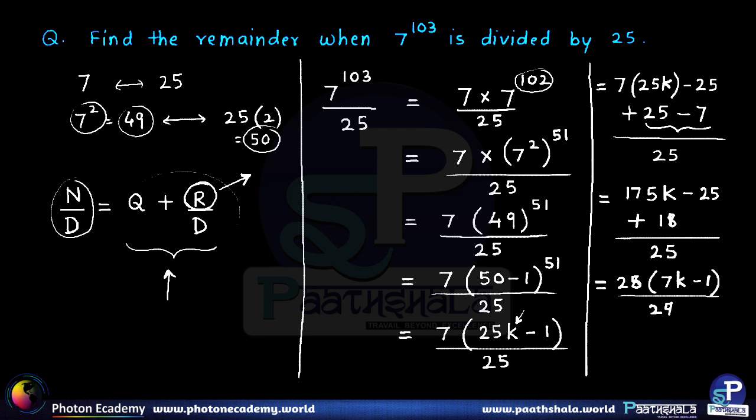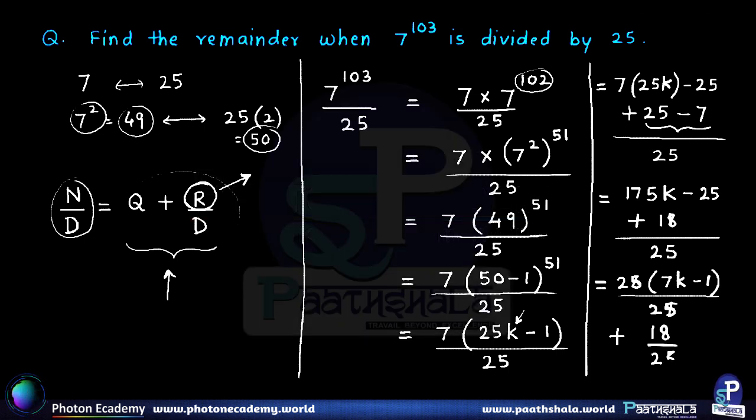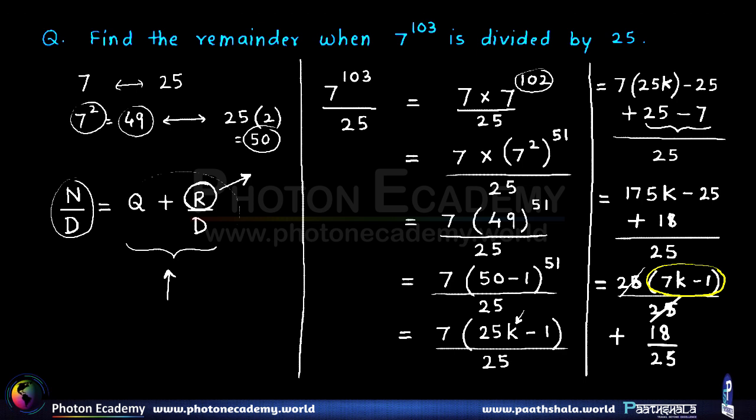And the second term, the remainder part, is 18 divided by 25, which is the divisor. If we compare with the required expression, in the first part the 25 will get cancelled and the 7k minus 1, which is shown here, will be the quotient, and in the remaining part we have the remainder as 18. So therefore our answer is 18.